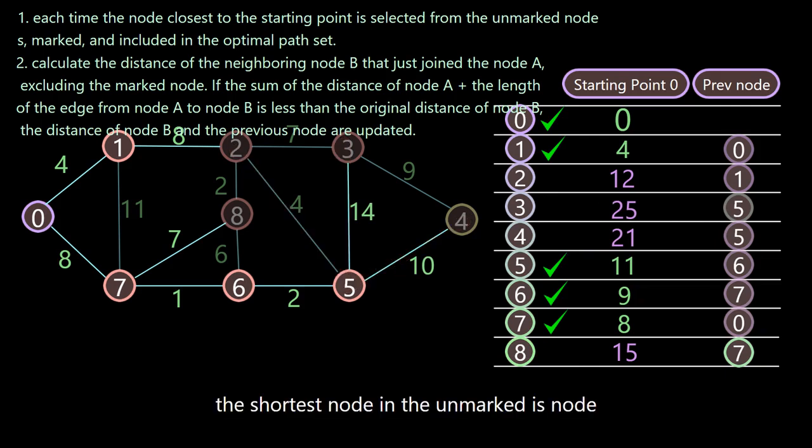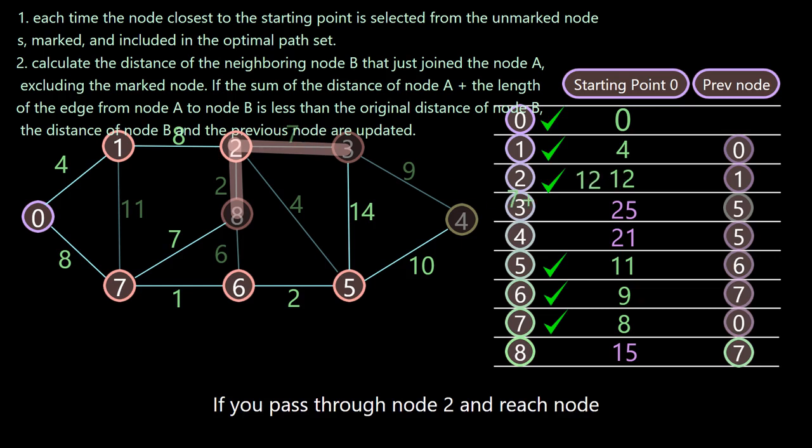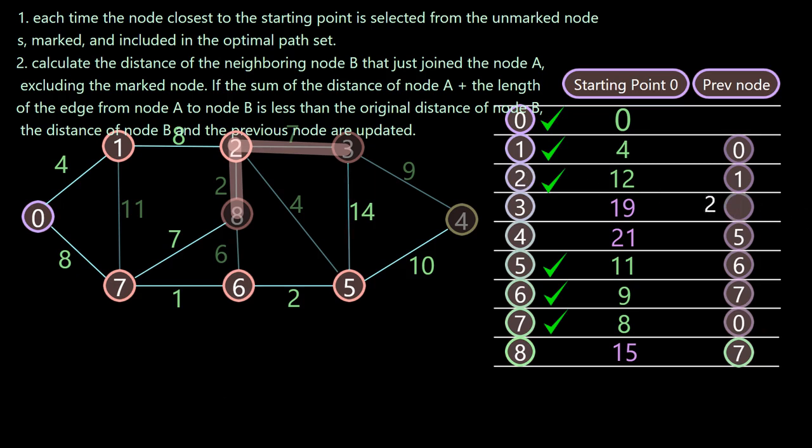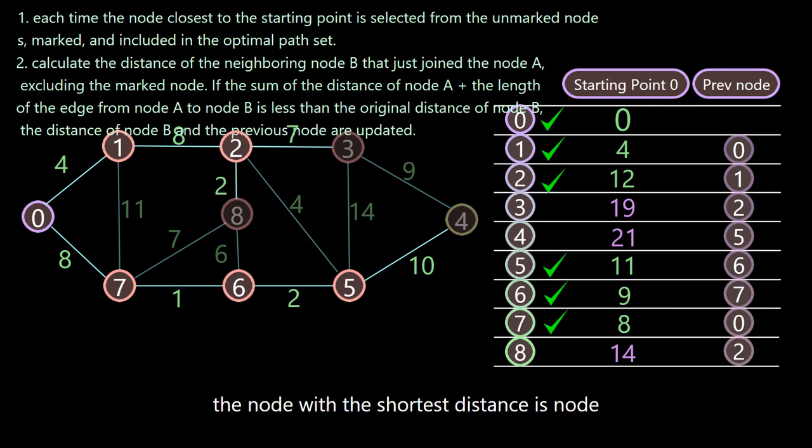Next, the shortest node in the unmarked is Node 2. Its neighboring nodes are Node 8 and Node 3. Node 5 is not needed because it is already marked. If you pass through Node 2 and reach Node 3, then the distance is 19. Update the original 25, and the previous node will also be changed to Node 2. If you pass through Node 2 and reach Node 8, the distance becomes 14. Update. Then the node with the shortest distance is Node 8. Neighboring nodes are already marked and do not need to be updated.